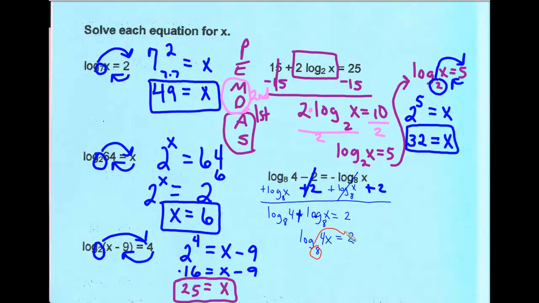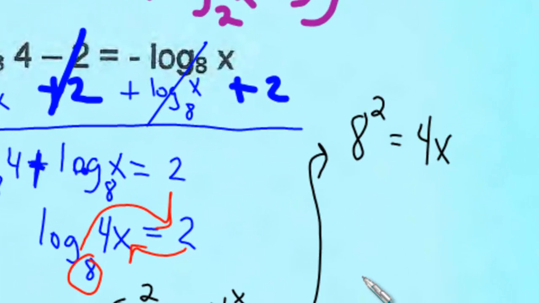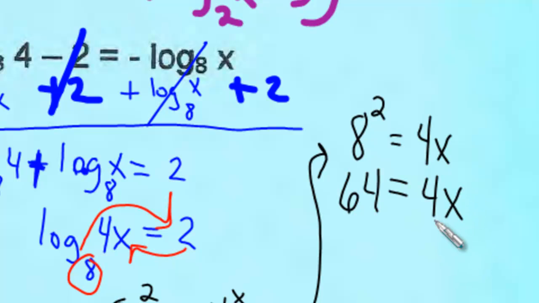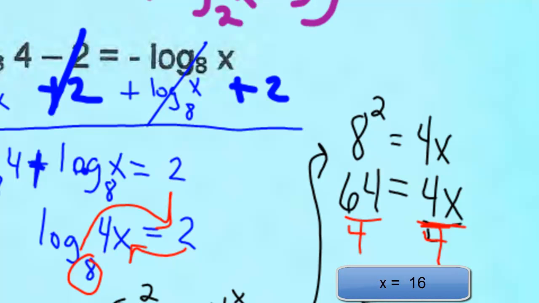8 to the 2nd power equals 4x. And what is 8 to the 2nd power? Well, that's 64, because 8 times 8 is 64. 64 equals 4x. Divide both sides by 4, and x equals 16.